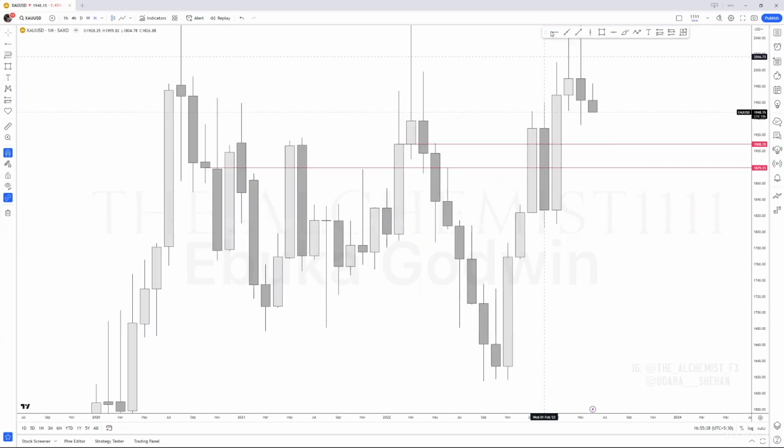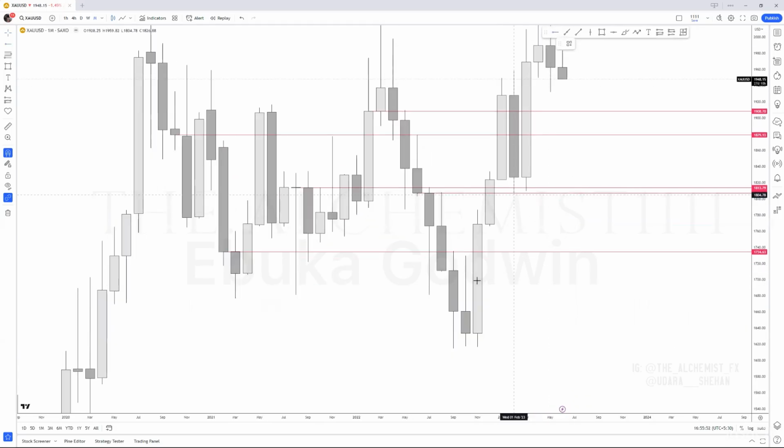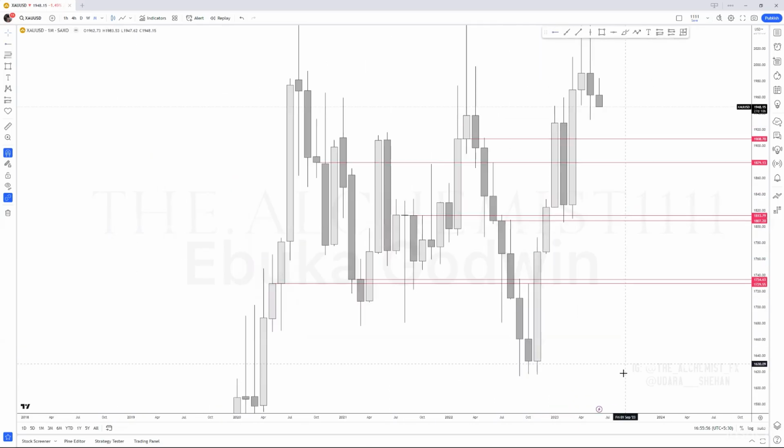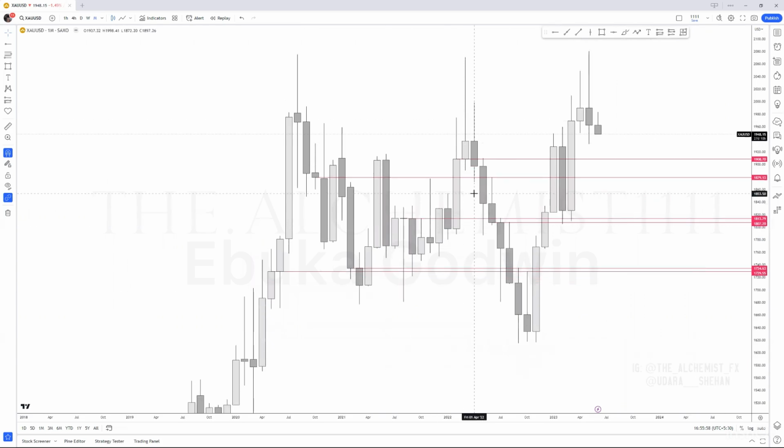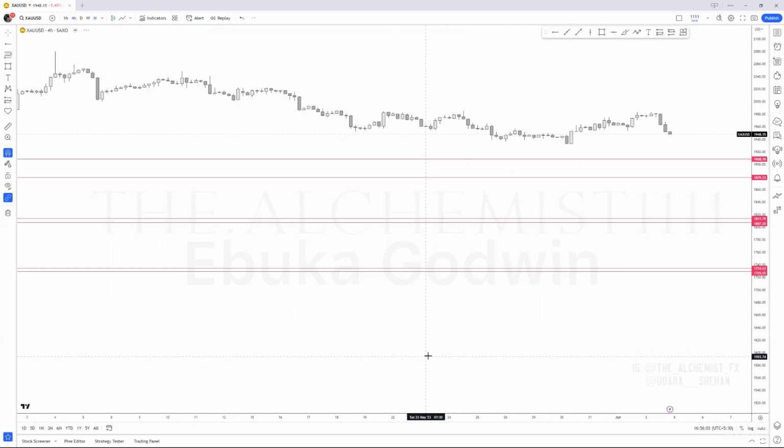Where was the high of this candle made? Closing price. Where was the high of this candle made? Closing price. Look at this. Where's the high of this candle made? Closing price. Okay, so now we're not going to rely on this though. I'm just showing you how strong these monthly closing prices are. Can you see that?